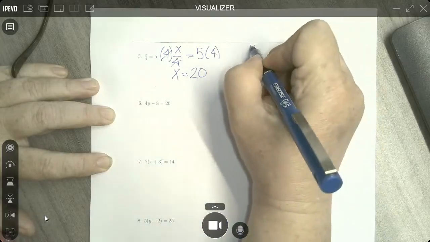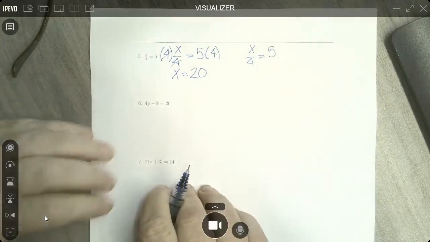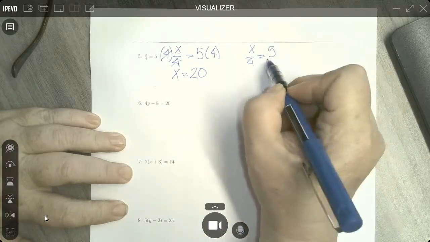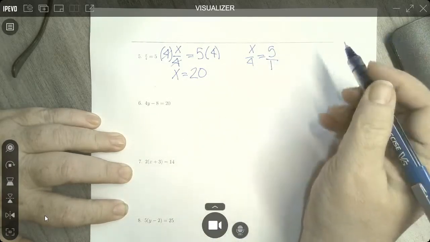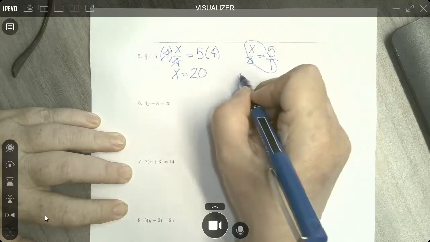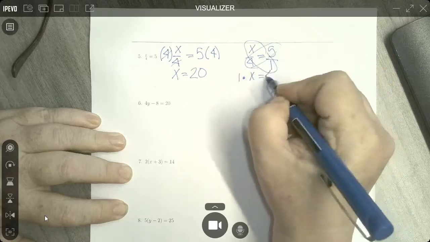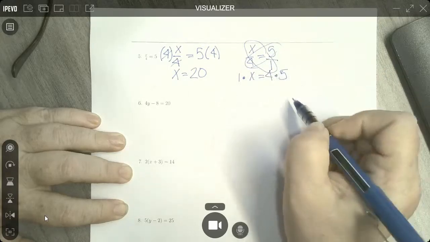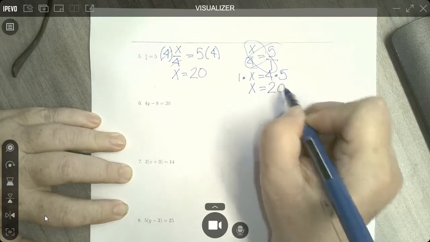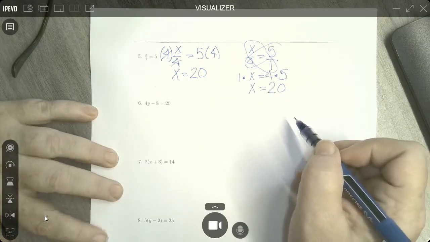The other way we could do it is called cross multiplication. And how that works is, since I have a whole number, I'm just going to write it over 1. Then when I cross multiply, I have 1 times x equals 4 times 5. 1 times x is x. 4 times 5 is 20. So it's really up to you or however your instructor or teacher tells you to do it.